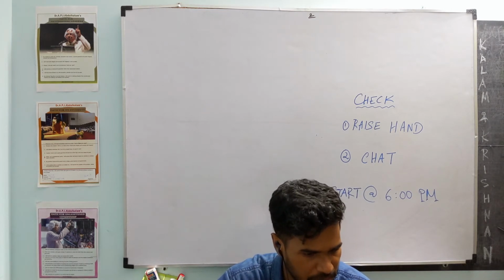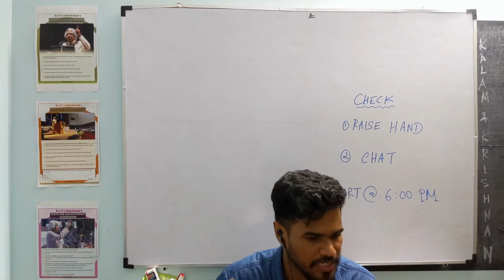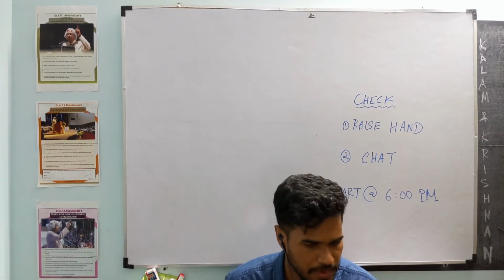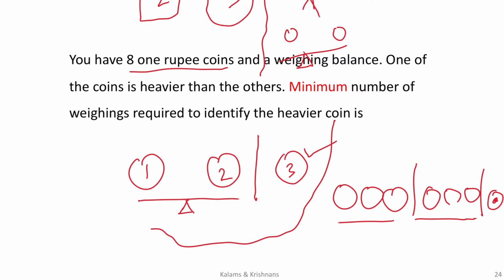That's the intuition behind optimizing the number of weighings. Now let's look at our question. We have 8 1 rupee coins. The first strategy is, instead of weighing one coin at a time, put them in a batch and see if we could weigh them. The optimal way to do that is a 3, 3, 2 split.